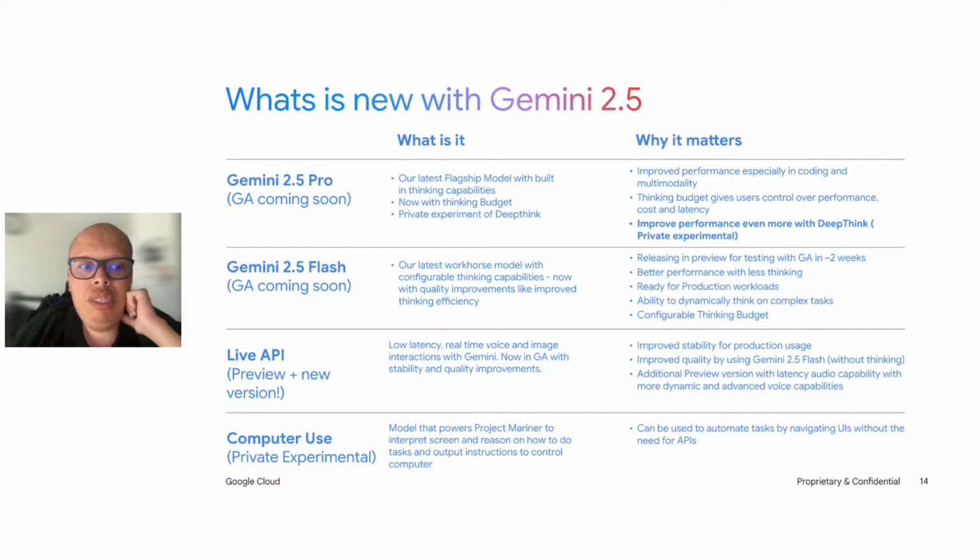And then there is computer use. It is still private experimental. So that's a model that powers Project Mariner to interpret the screen and reason on how to do tasks and output instructions to control a computer. So why am I particularly excited about computer use? This is going to unlock an unimaginable number of automation and agentic opportunities.